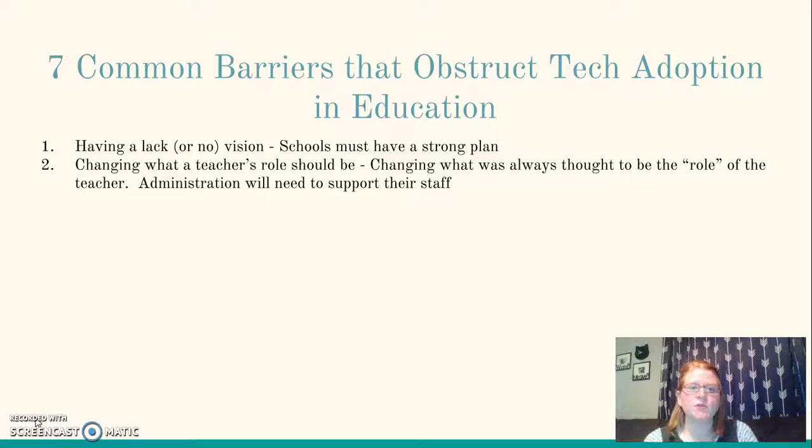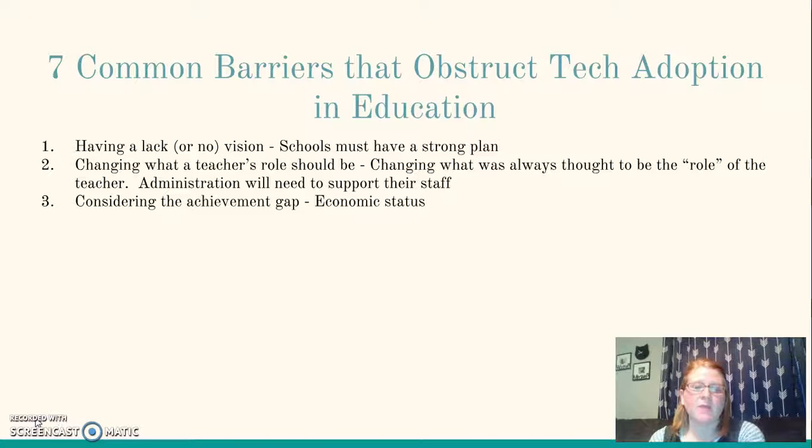Changing what a teacher's role should be, changing what was always thought to be the role. The administration has to support the staff. Again, I love my principal, but she's not techie. It's not that she doesn't want to support us. She just doesn't always know the best way to support us. And so I think if she had maybe some more technology training, that would help her support us.